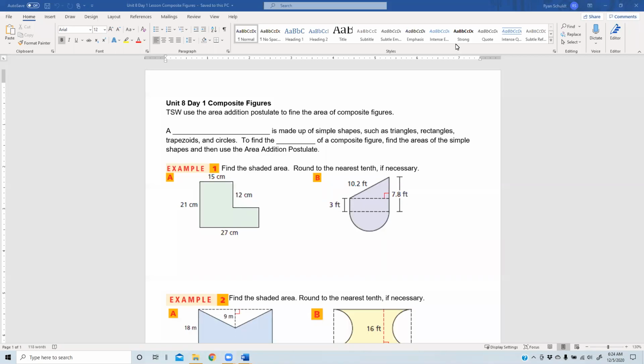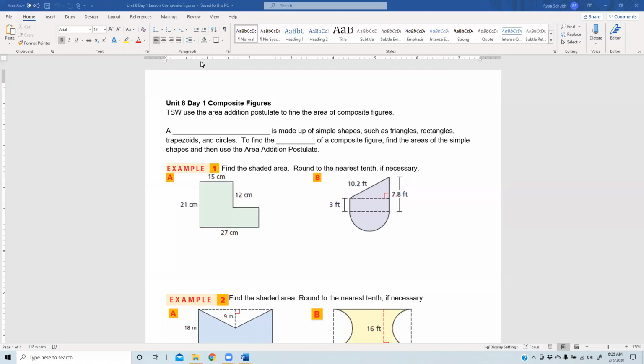Okay, let's start Unit 8. This is our second to last unit of the year. We're winding it down, so we're almost there. We have 2 more units and then we are home free for geometry. So this unit's going to kind of use all of the last chapter. We're going to be finding all kinds of areas, and we're going to do that with composite figures.